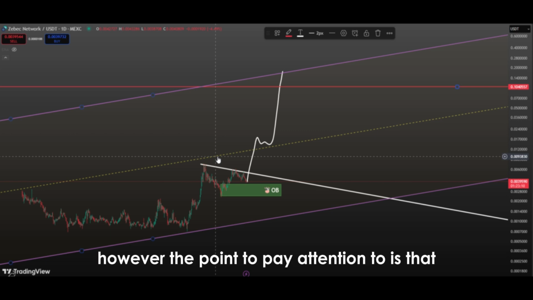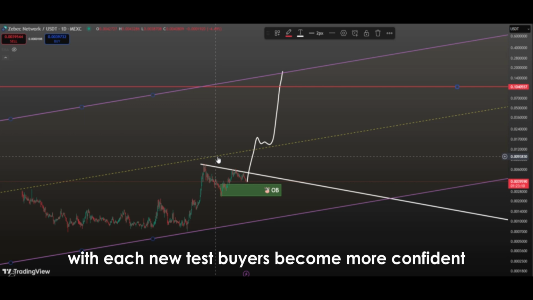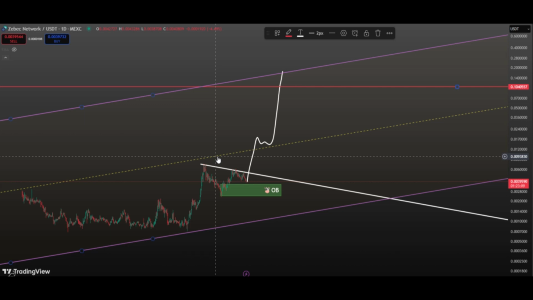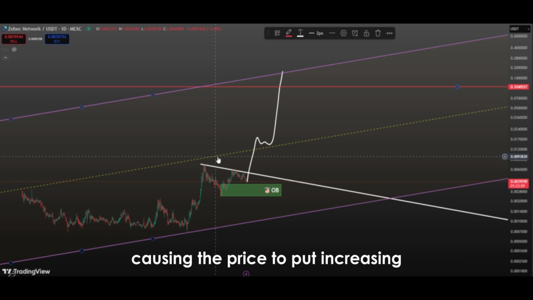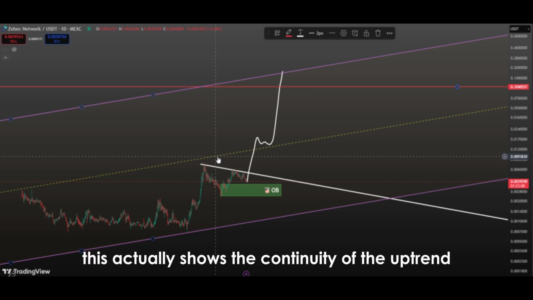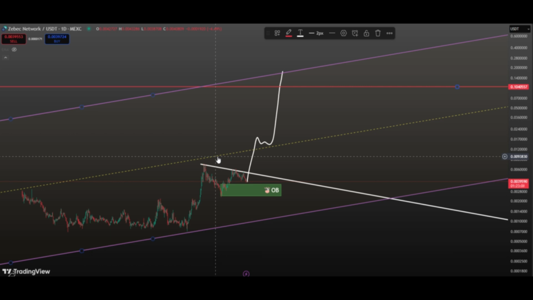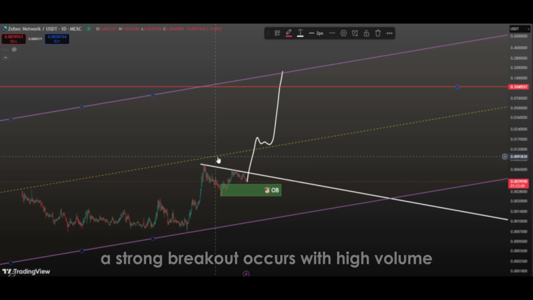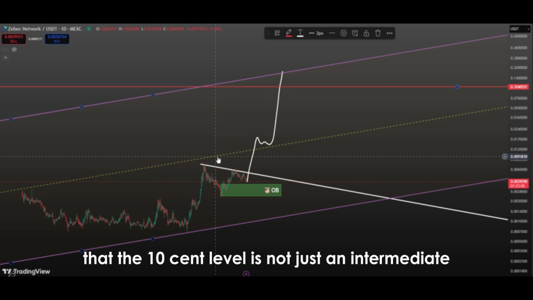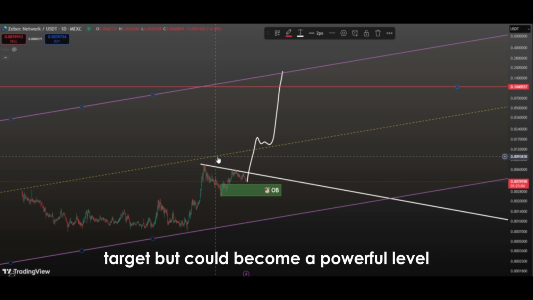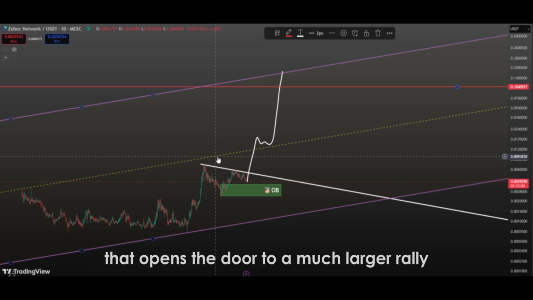However, the point to pay attention to is that with each new test, buyers become more confident while sellers grow more cautious, causing the price to put increasing pressure on the upper band. This actually shows the continuity of the uptrend and the strengthening of upward momentum. If, when the price reaches the upper band, a strong breakout occurs with high volume, it can be said that the 10-cent level is not just an intermediate target, but could become a powerful level that opens the door to a much larger rally.